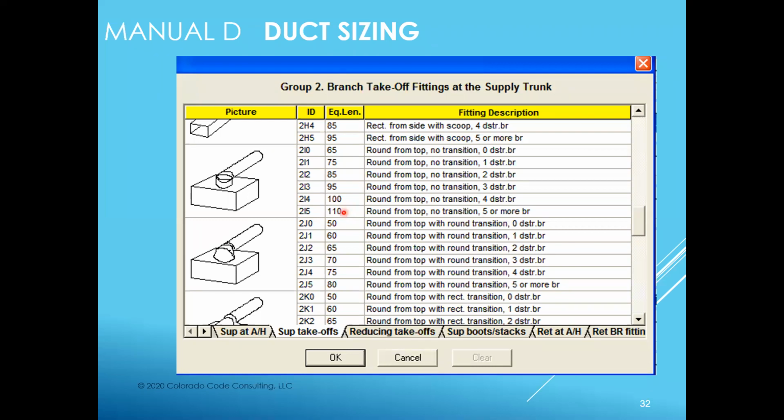A 2J5 would think that going from this point to this point is 110 feet long. Figure out what that is. We'll show you. Just remember that. Keep that in the back of your mind.